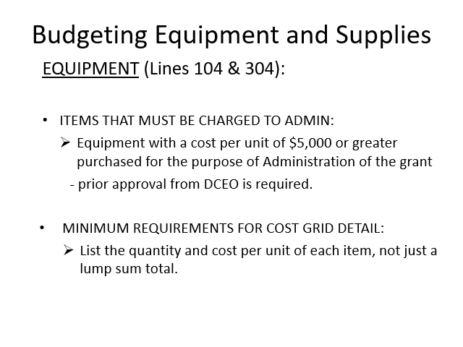The items that must be charged to admin for the equipment category are equipment with a cost per unit of $5,000 or greater, purchased for the purpose of administration of the grant, and please remember that prior approval from DCEO is required. The minimum requirements for the cost grid detail for equipment are that you must list the quantity and cost per unit of each item and do not just include a lump sum total.